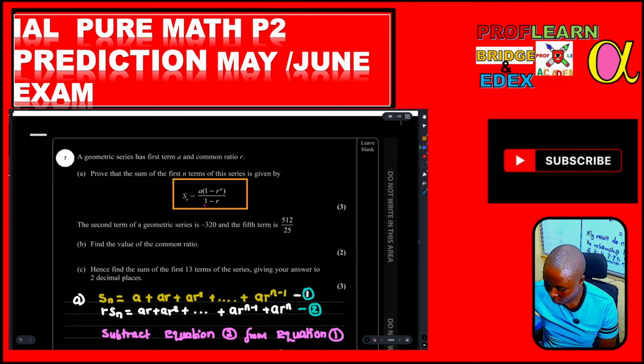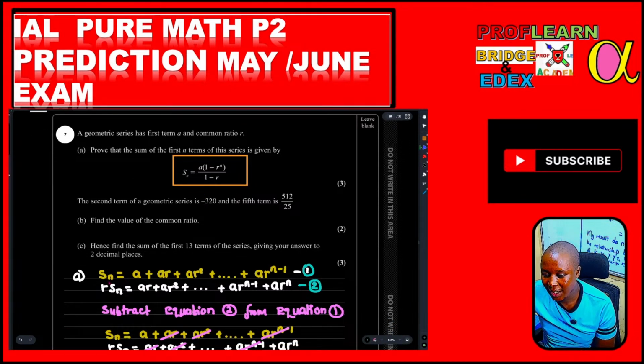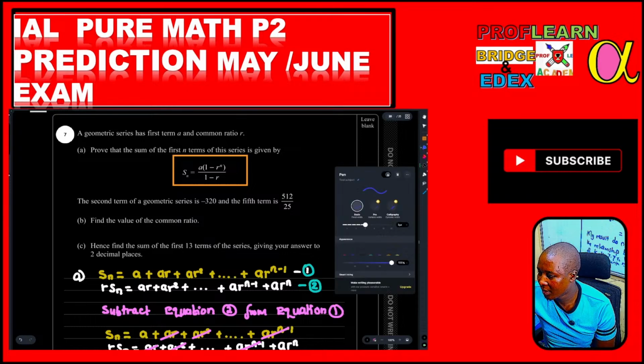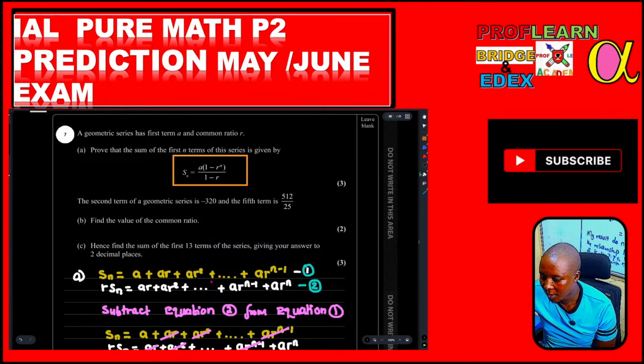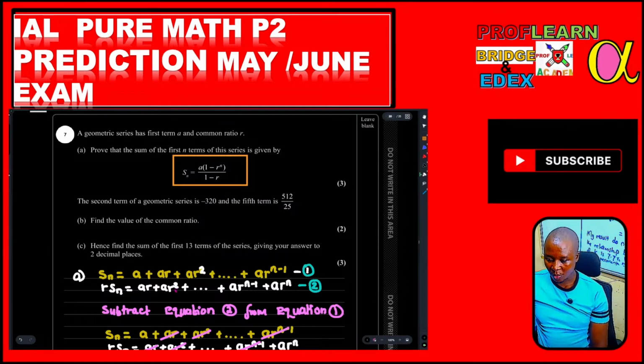So the first thing that you are going to do is say the sum of n terms is the first term plus second term plus third term up to the last term. Then you multiply this equation you have gotten by r. If you multiply it by r, you are going to get this, because a times r will give us ar, a times r will give us ar squared. Because here we left at the point whereby our equation is having ar squared, I'll also leave it ar squared here.